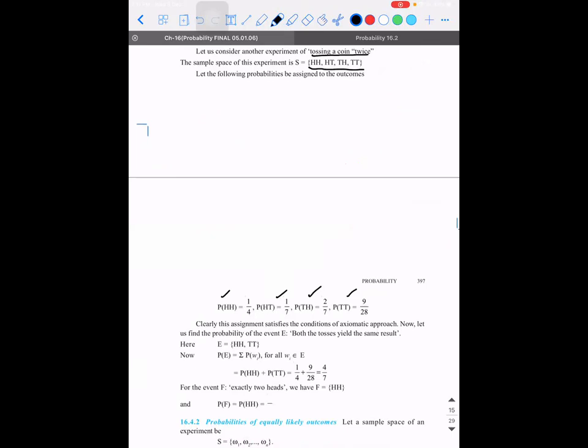Clearly, this assignment satisfies the conditions of the axiomatic approach because the probability of each sample point is less than 1 and the sum of all the probabilities should come out as 1. Is it coming out? Let's check. The LCM is 28. 7 plus 4 plus 8 plus 9, that is 28 by 28. Yes, the sum of all the probabilities is 1. So this kind of scenario is possible.